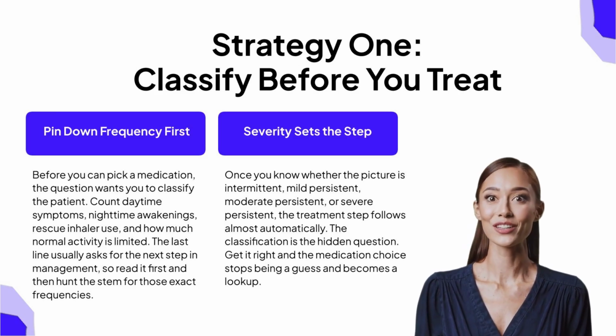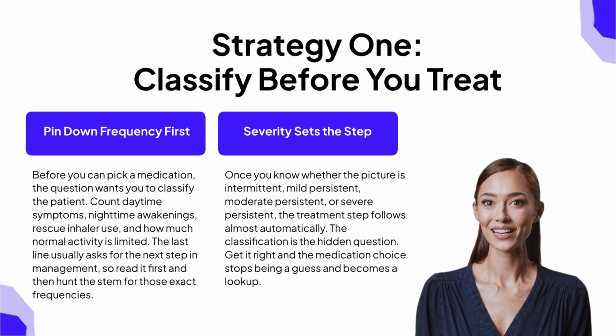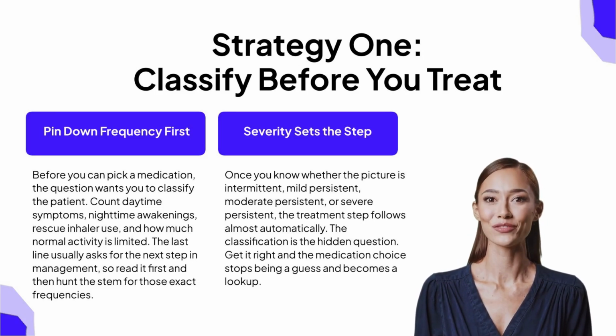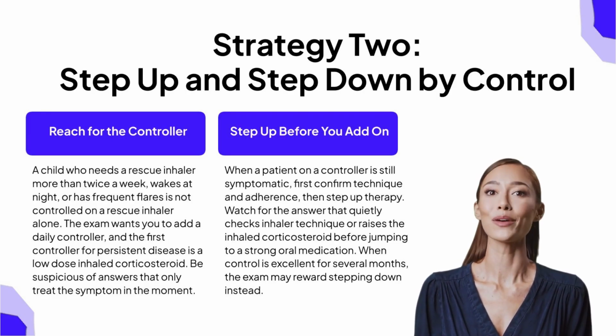Those frequencies tell you whether the patient is intermittent, mild persistent, moderate persistent, or severe persistent. Find that classification first, and the medication choice almost picks itself. The classification is the hidden question inside the question. Strategy 2 is to step up and step down by control.